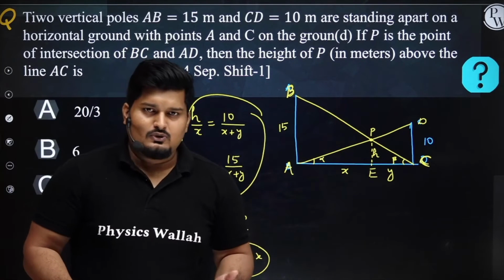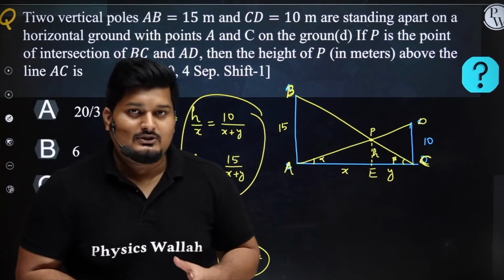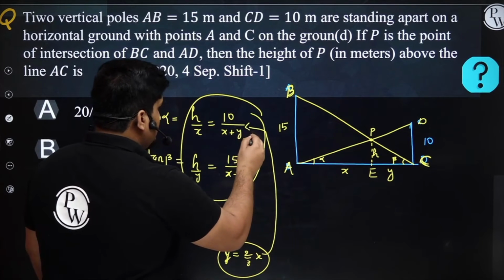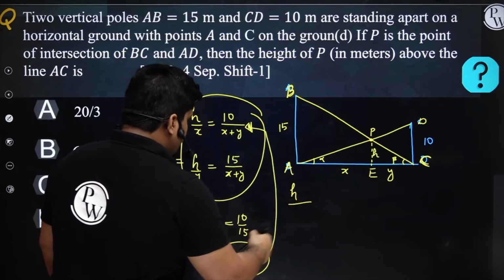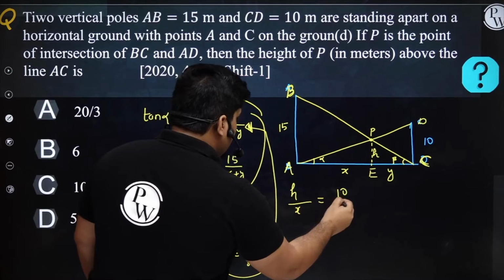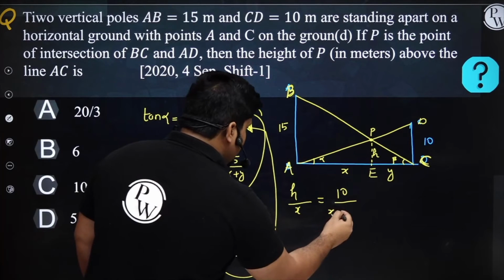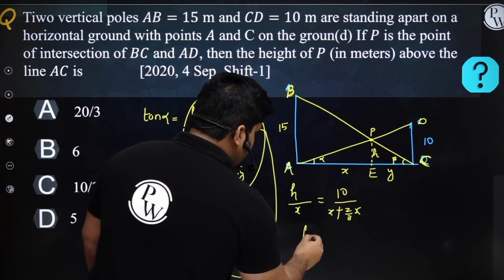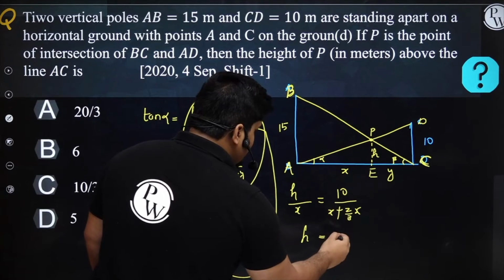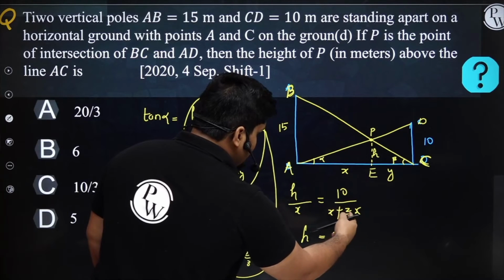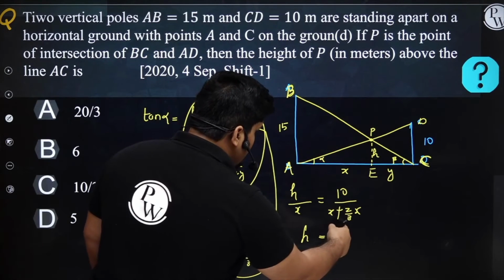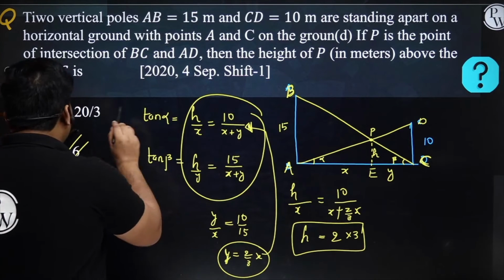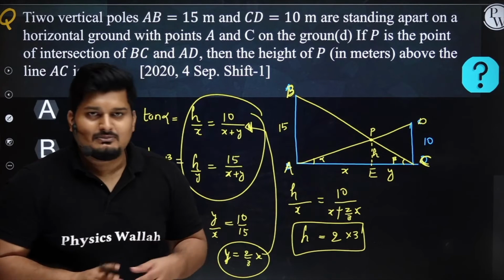So what exactly are we going to do with the relation between Y and X? See guys, we need H, no? We can use any relation. Use it here. So H upon X is equal to 10 upon X plus Y. Instead of Y I can write 2 by 3 X. So X plus 2 by 3 X is 5 by 3 X, and this gives H is equal to 6. 6 meter is the answer.